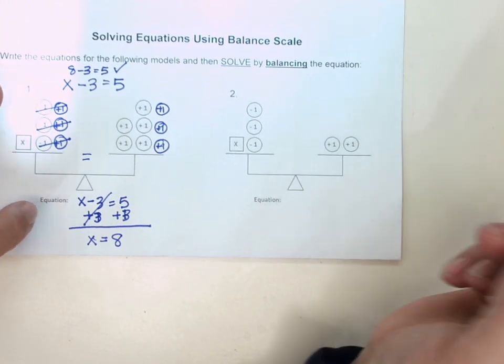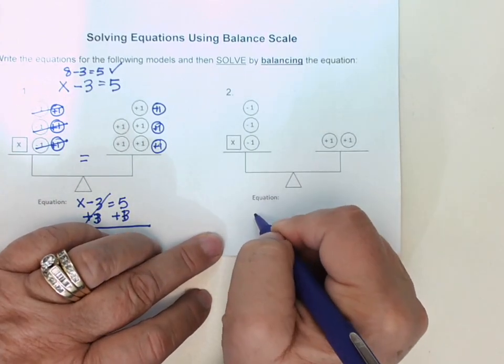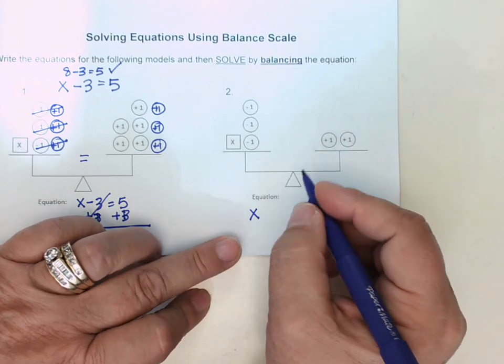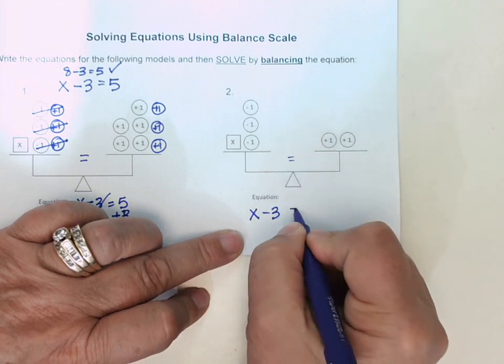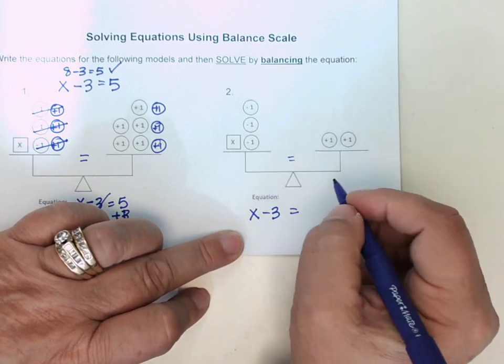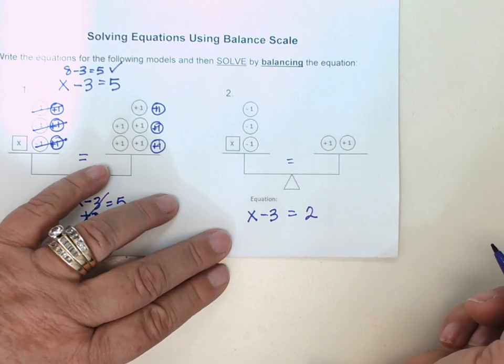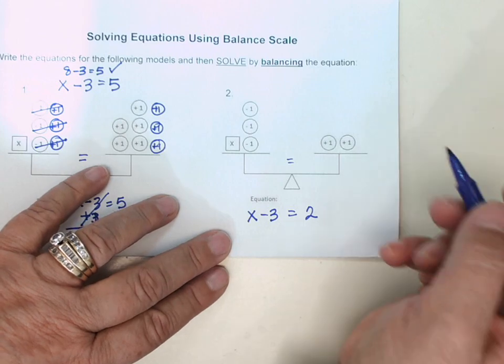Okay, let's do this again. So we have x here. And we have 1, 2, 3, and they're negatives. So -3. And then, of course, we have the equal sign in the middle. And on this side, we have 2 positives. All right. So to get the x by itself, we've got to get rid of these -3's.